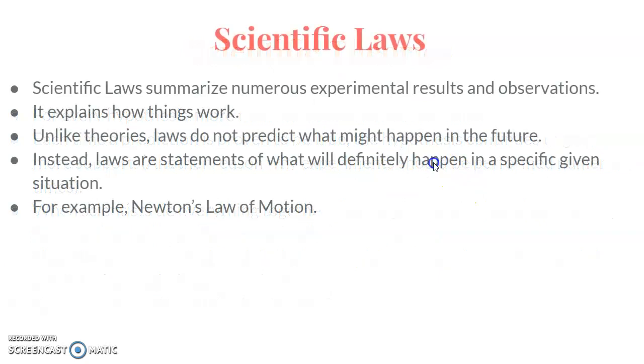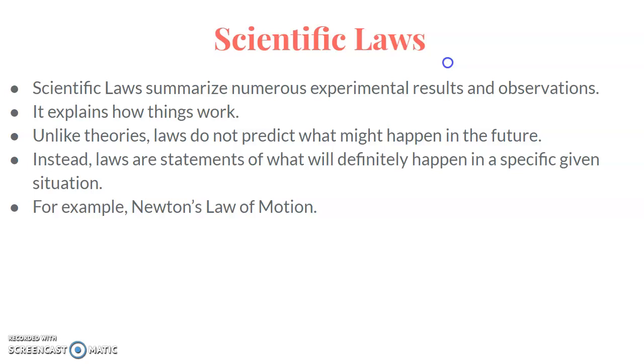And contrasting this, we have scientific laws. Now, scientific laws are the ones that summarize numerous experimental results and observations. And it basically explains how things work, what to do in a given situation. Now, the only difference between laws and theories is that, unlike theories, laws do not predict what might happen in the future. Instead, laws are statements of what will most definitely happen in a specific situation.